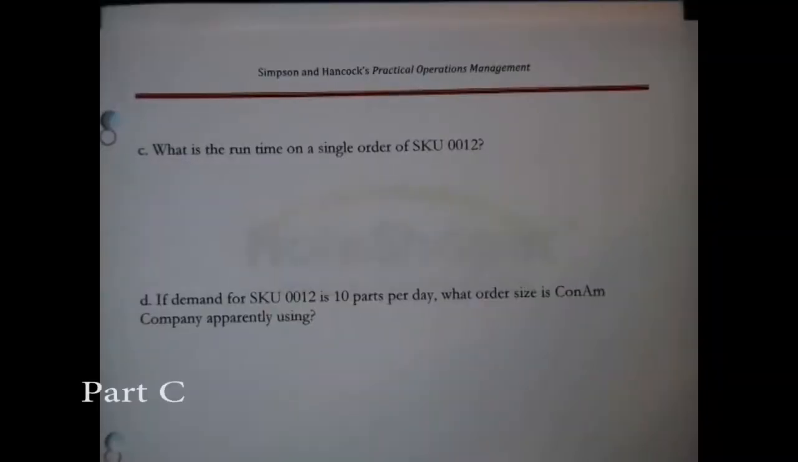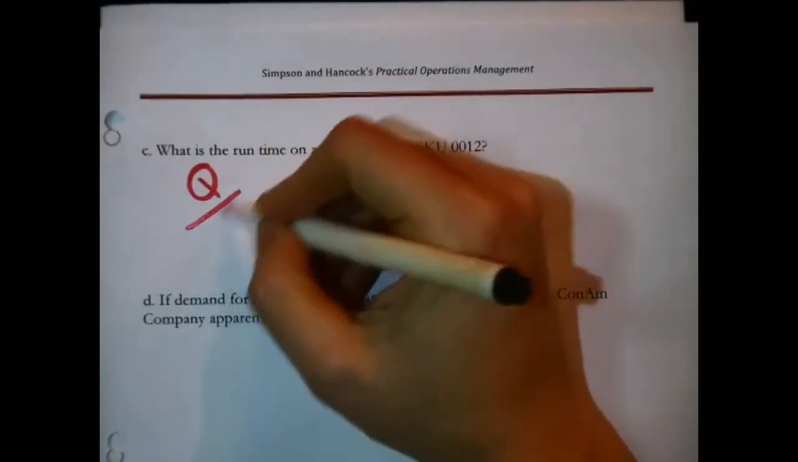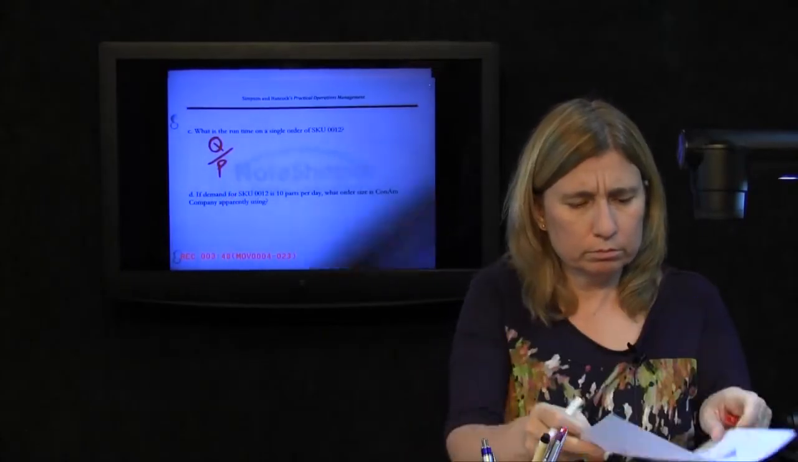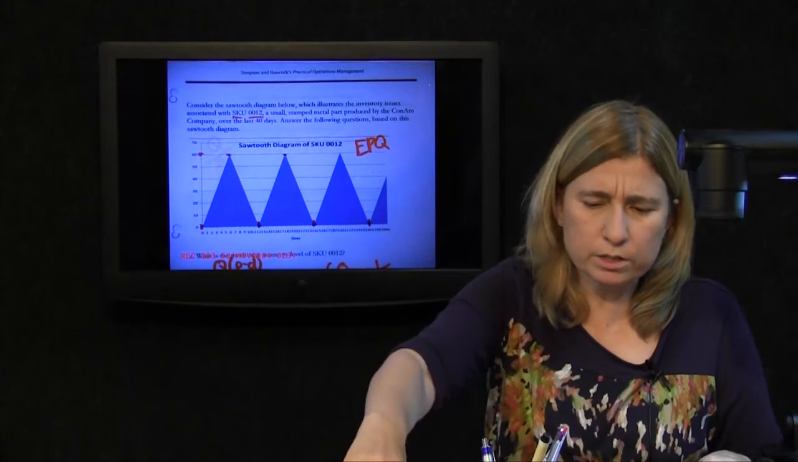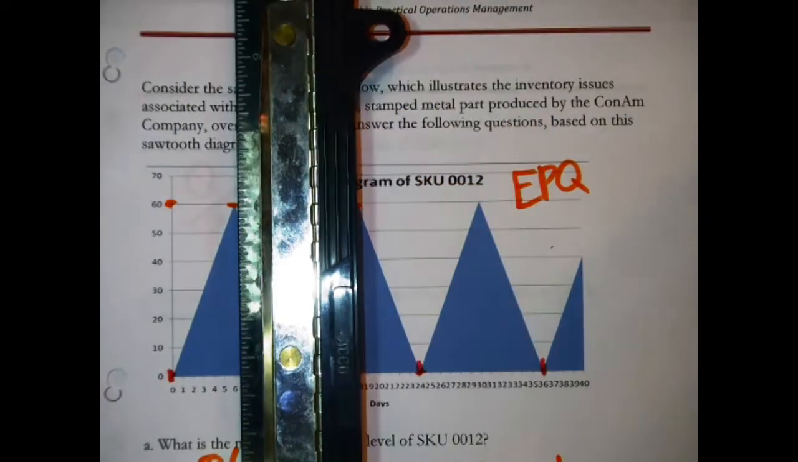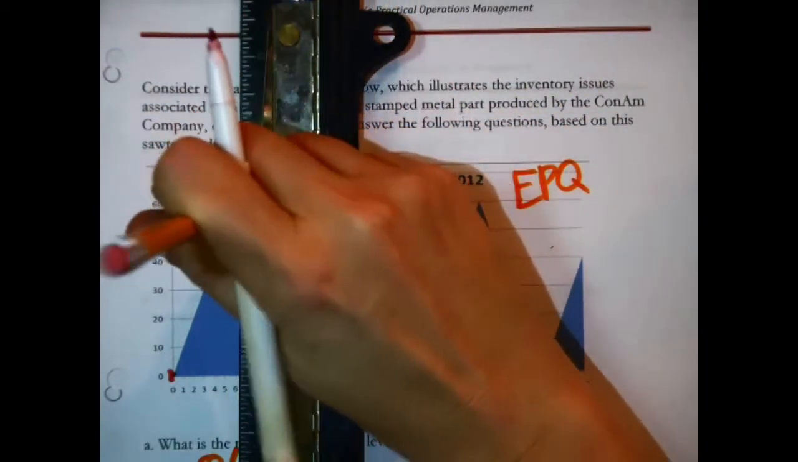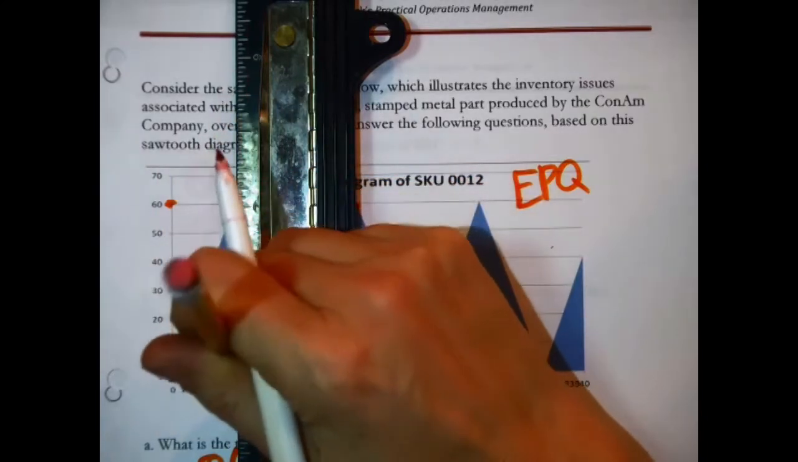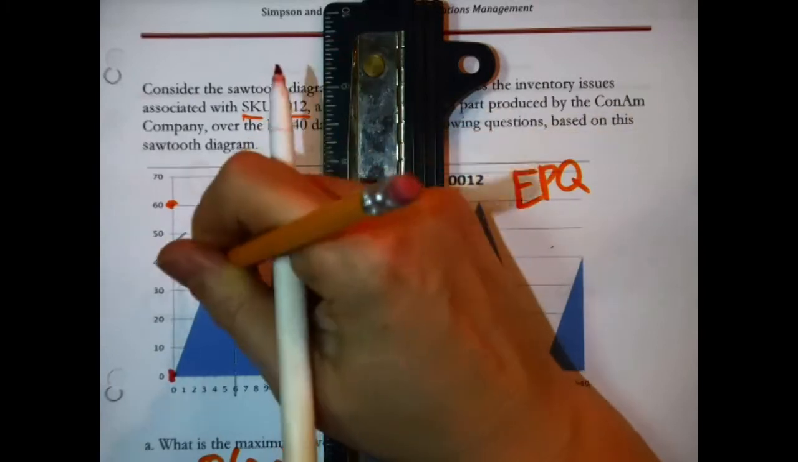What is the runtime on a single order? Okay, runtime, that's Q divided by P. Well, wait. Do we need to know Q or P? Because runtime is apparent just as the length of the base of a tooth is the length of the entire order cycle, and that's 12 days long. We just confirmed that. From here to here is the runtime.